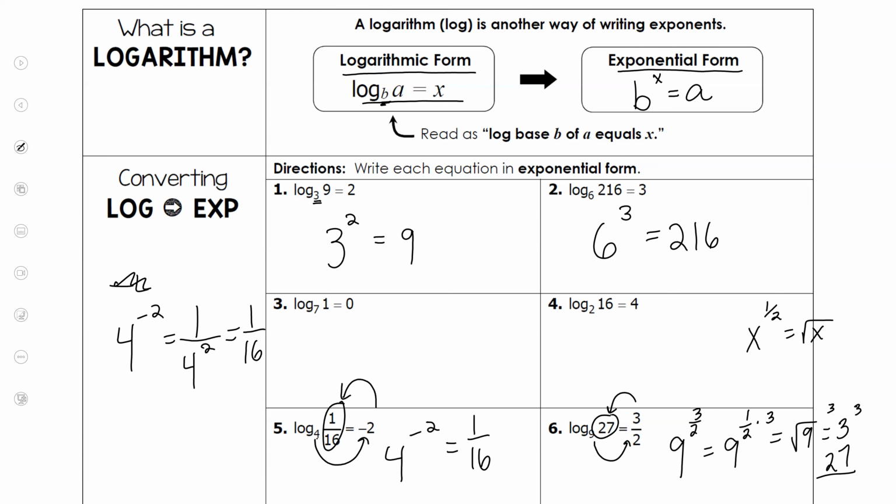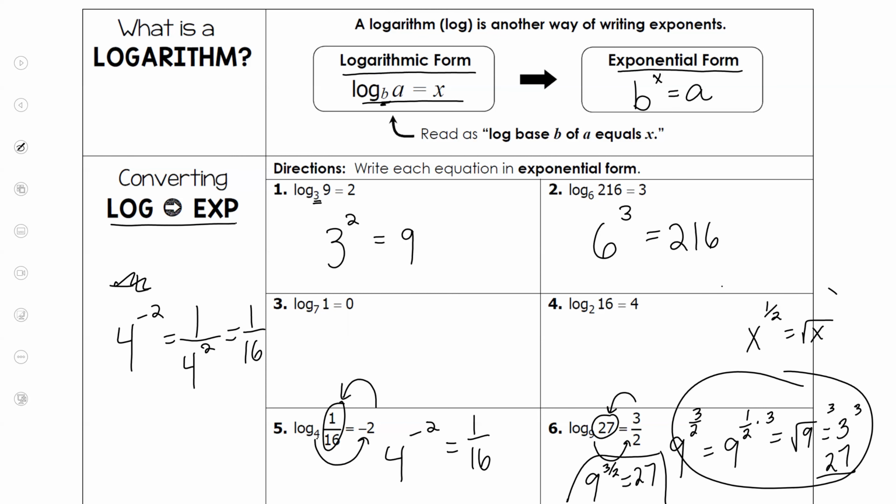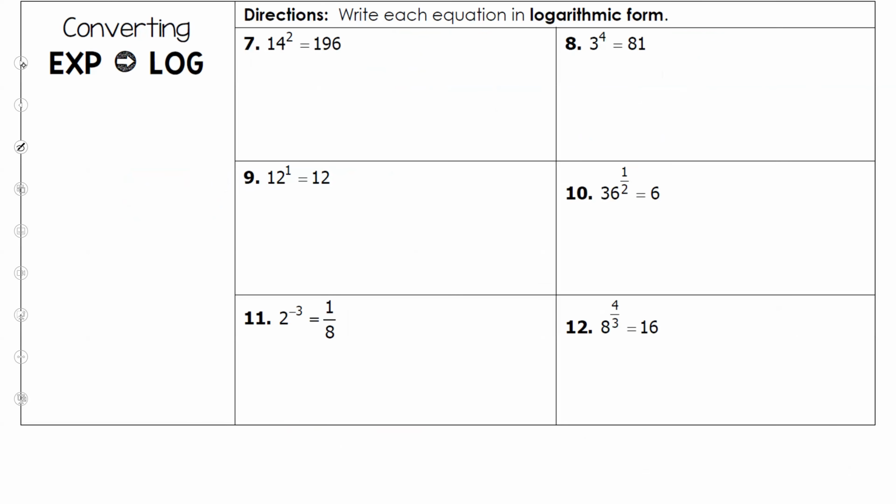So if I were to write this in exponential form, I'll write it right here. The answer is 9 to the 3/2 is 27. And I just proved to you how it is 27. Okay, so we just learned how to go from a log to an exponent. Now let's go backwards. We're going to go from an exponent to a log. Now remember, 14 is your base. So that will also be the base for your log. 2 is the exponent that gives you 196.